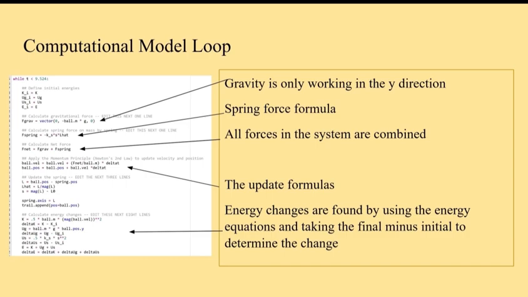So for the loop portion of the computational model, we have gravity only working in the y direction, the spring force formula, and then all forces in the system are combined to find the net force. Then we also use the update formulas, and the energy changes are found by using the energy equations and taking the final minus initial to determine the change.